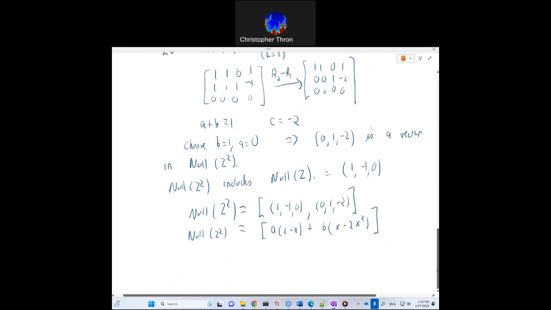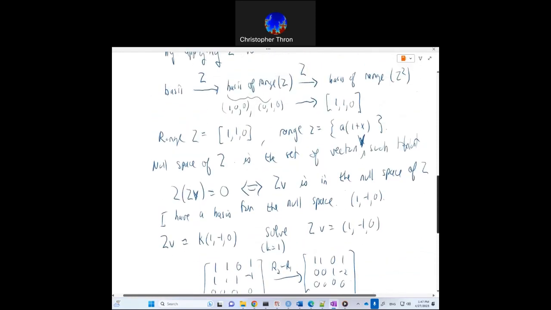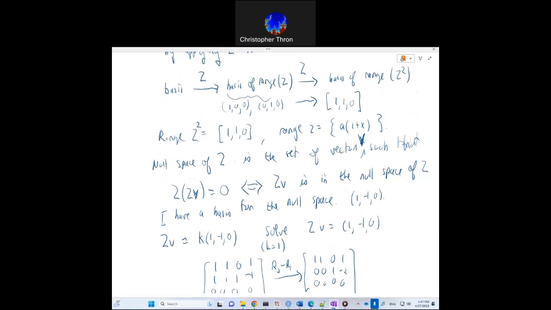So let's think about what about z cubed? Let's consider that for a minute. Well, I can use the same method, right? The range of z cubed, as a basis, is equal to z applied to a basis of the range of z squared. Okay, what's my range of z squared? Whoops, I should have put a square here. That should be a square.